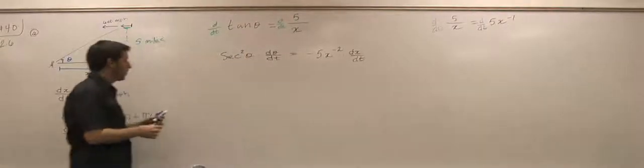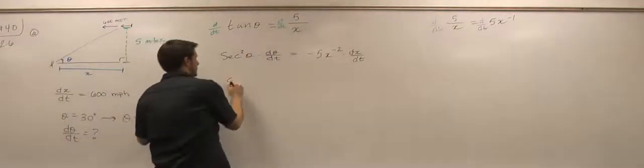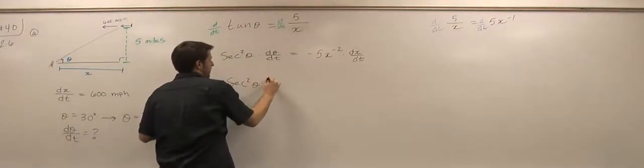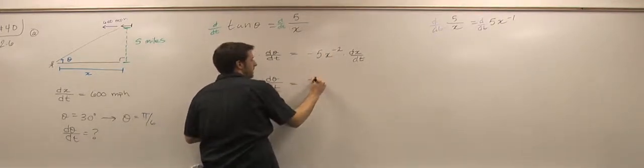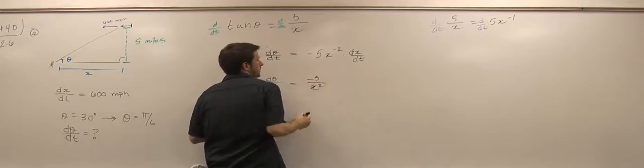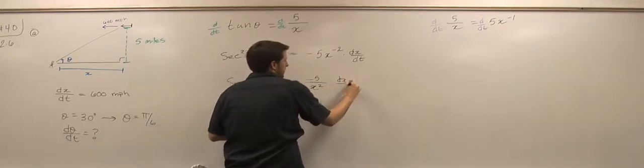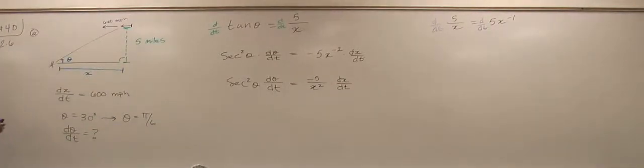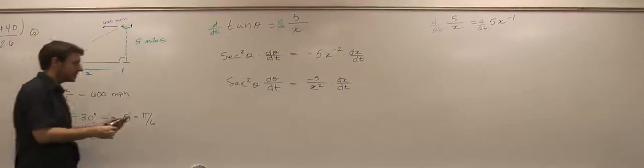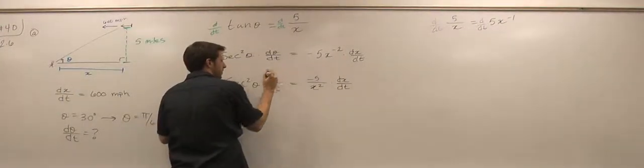Now, I'm going to clean this up a little bit because it's annoying. This x is going to go on the bottom, and then this will be dx dt. Okay, so what am I looking for? d theta dt. This is my unknown. So we'll divide by secant squared.